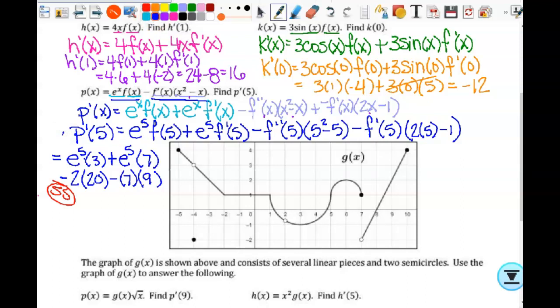But look, this is 3e to the 5th plus 7e to the 5th. What is that going to give me? 10e to the 5th, right? And then this is going to give me negative 40 and negative what? 63, so that's minus 103. That's your actual answer.